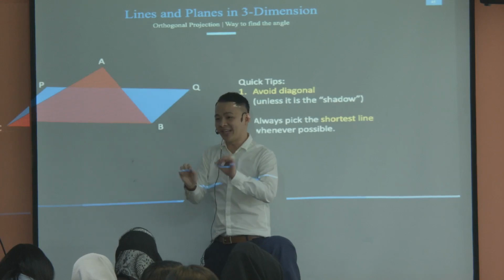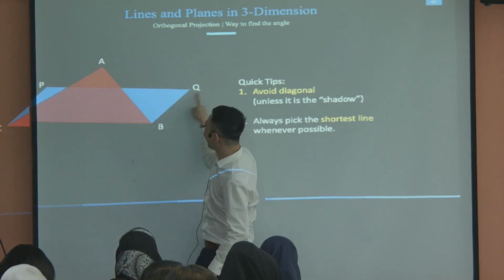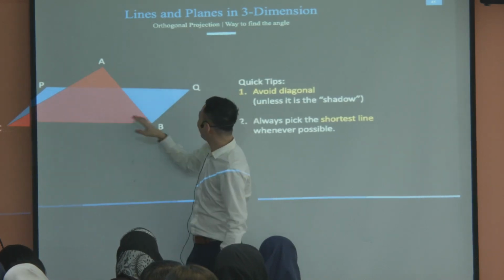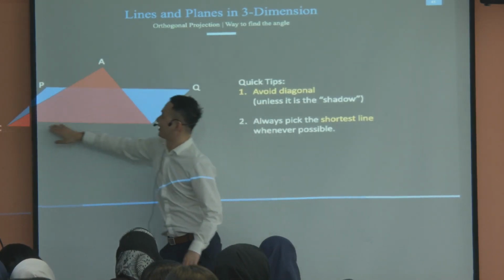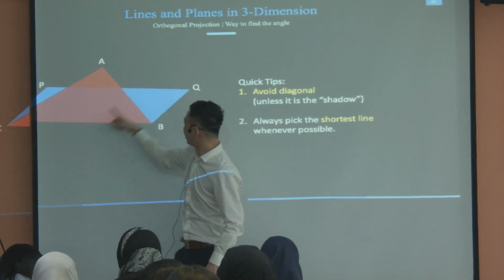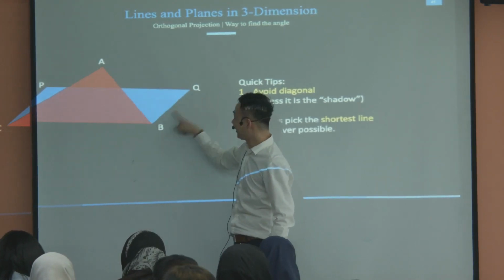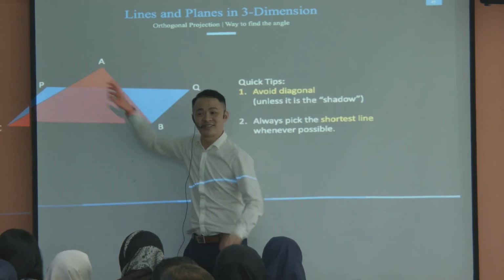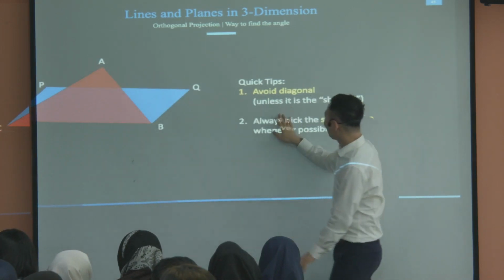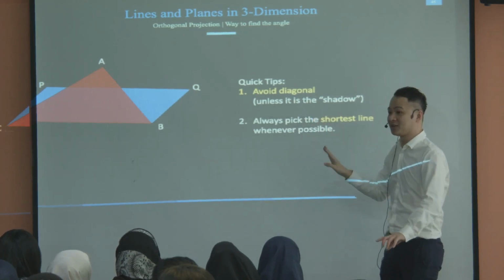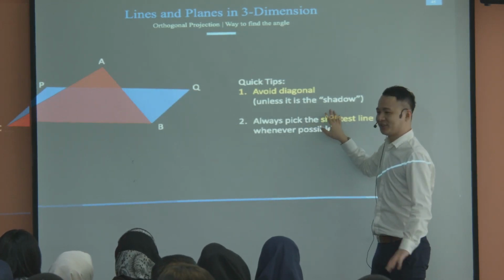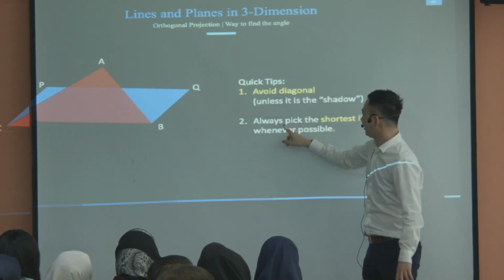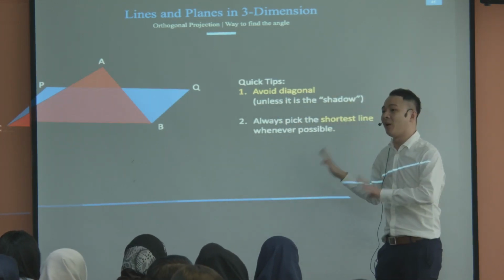Try to avoid the diagonal, because a lot of students will think this angle and this angle will be the same, which is not. Among this rectangle plane here, I will take the shortest one, which is BQ. I can take the line BQ, but BQ cannot pair with A, because AB is not the shortest line. Unless it's the shadow, you can ignore this first, because it seldom happens. Always pick the shortest line whenever possible.